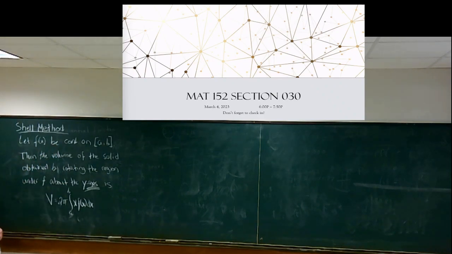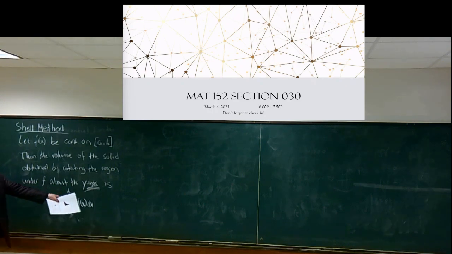f of x is continuous, obviously. We rotate the region under f of x, noting f of x is positive for that interval. So rotating the region below f of x about the y-axis gives you a solid of revolution whose volume is given as 2 pi times the integral from a to b of x times f of x dx.